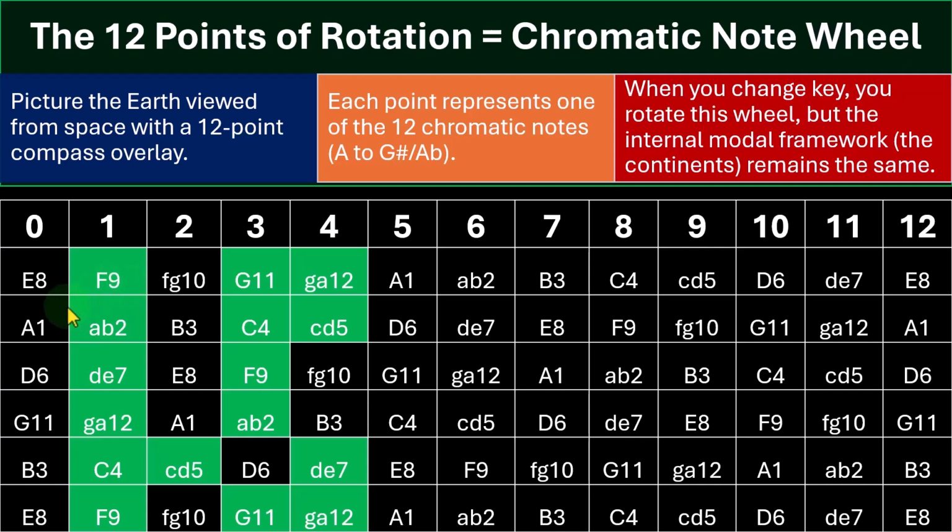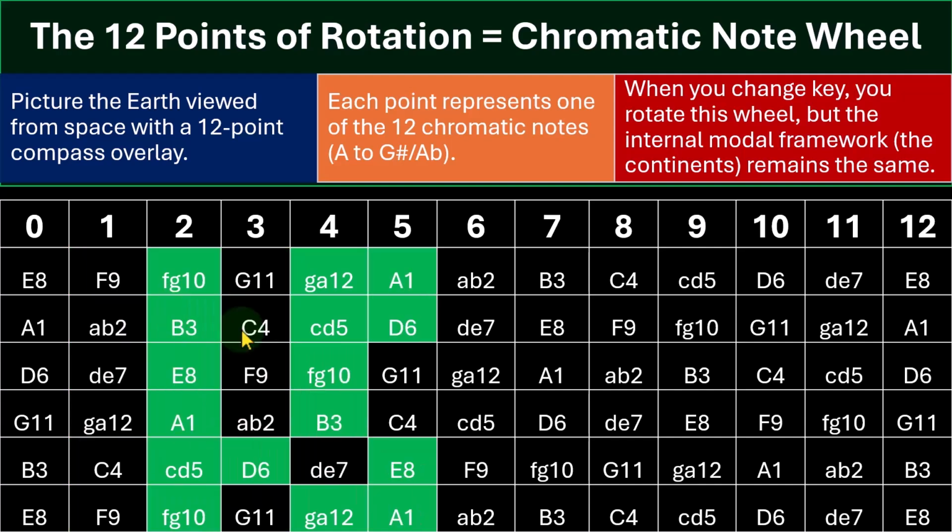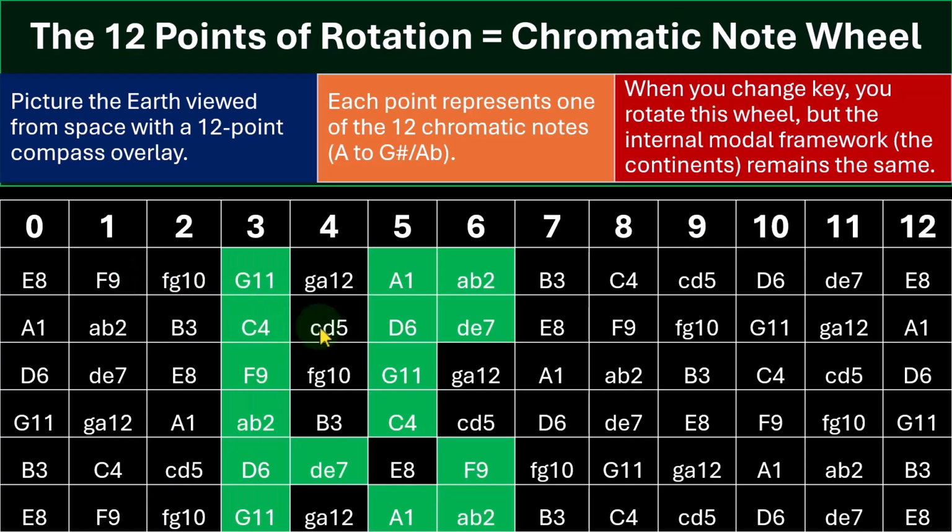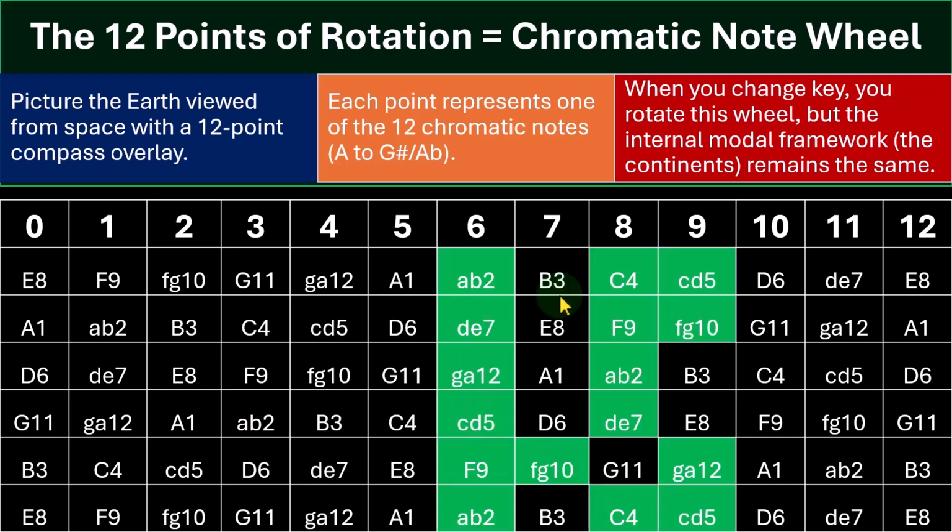So the important thing now is not the relationship between E and B, but the relationship between F and C. The important thing now is not the relationship between F and C, but between F sharp and C sharp. See how the important thing is the related continents.